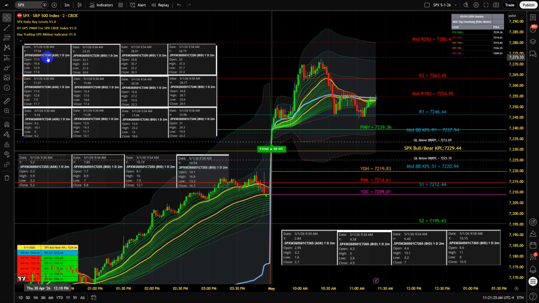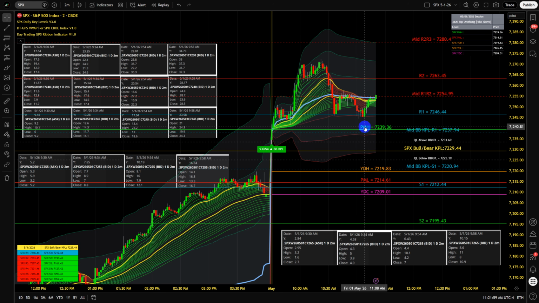Then we have the data boxes here for the entry. You're entering on the close of the 9:30 a.m. candle in this particular trade because it is taken off the opening 9:30 a.m. candle. So you're entering on the close of the candle. We have the ask price here for each one of those. As you can see, the 72.30 was $17.80, the 72.40 was $11.70, and the 72.45 is $9.20.